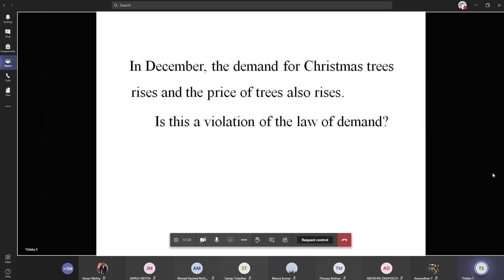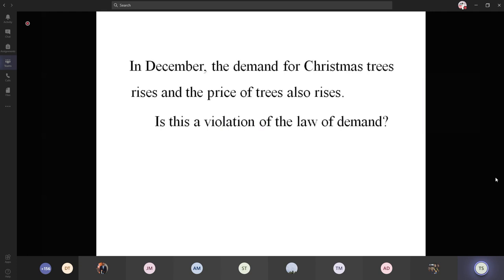Try the next one. In December, the demand for Christmas trees rises and the price of trees also rises. Is this a violation of the law of demand? The law of demand states the negative relationship between the price and the quantity demanded. If one increases, the other has to decrease. If the price increases, the quantity has to decrease. But in this case, the demand and the prices for Christmas trees are both increasing. So is this a violation of the law?